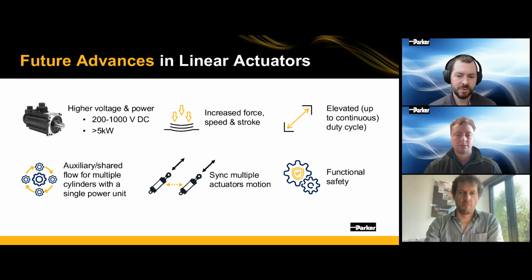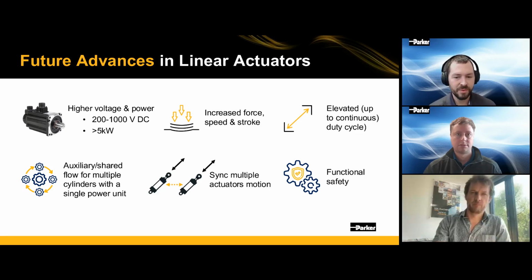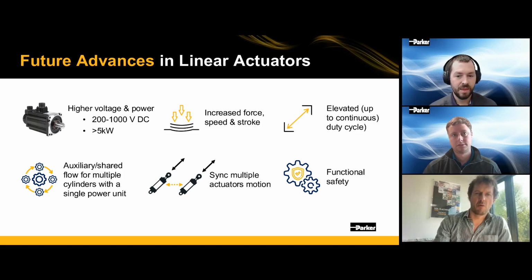We also see some things on the bottom row there, like sharing flow between multiple cylinders with a single power unit. We see a lot of applications where there's only 2 hydraulic functions, let's say a bucket lift and a bucket tilt. Having one EHA with an auxiliary power that can offboard is something that we see as an option in the future, or synchronizing motions of actuators.